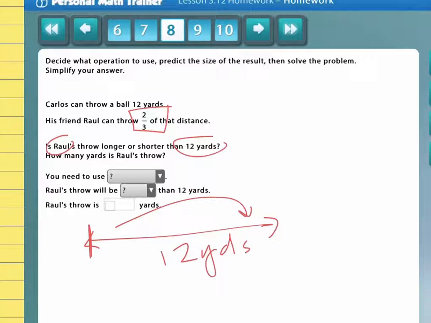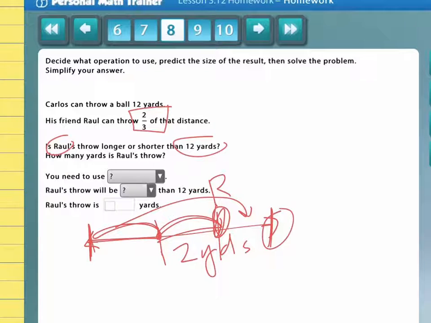So if you take this 12 yards and you split it into thirds, and you mark off 2/3 right here, is he going to be more or less? That's Raul there. Is Raul going to be more or less than Carlos? It's going to be less, because it's not a whole number. So we're looking for 2/3 of his 12 yards. So 2/3 times 12, we're going to multiply.